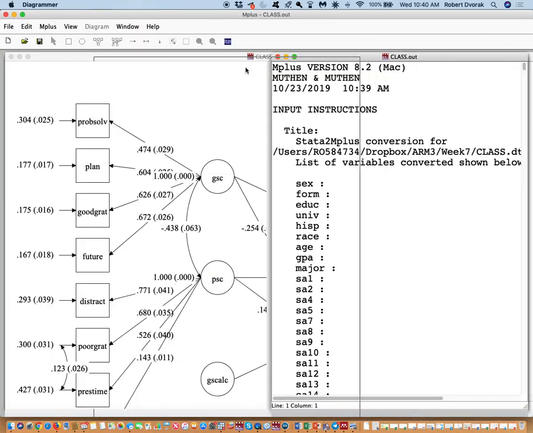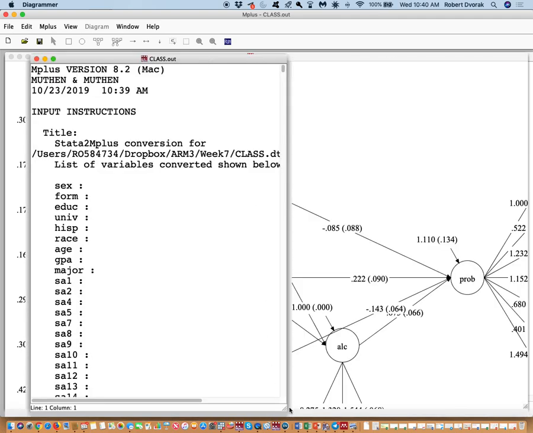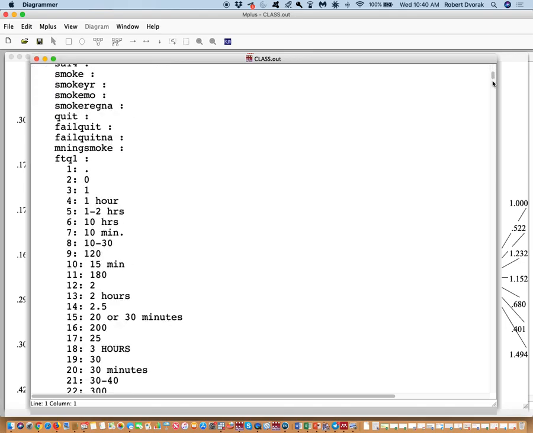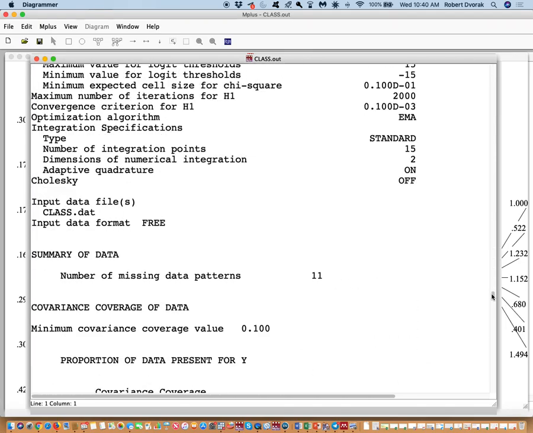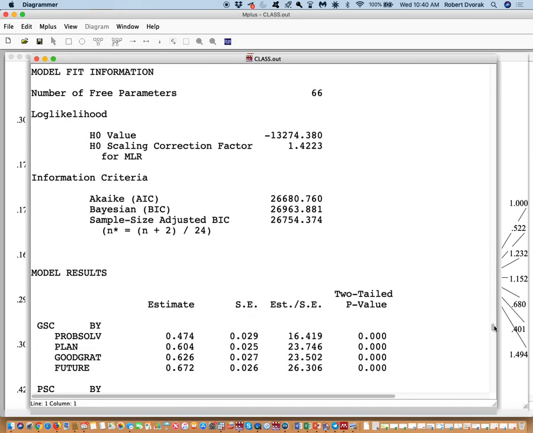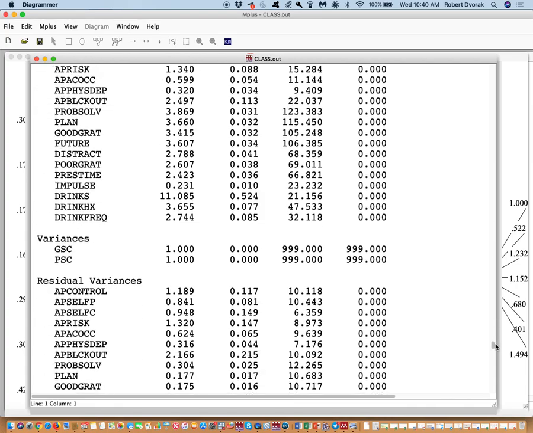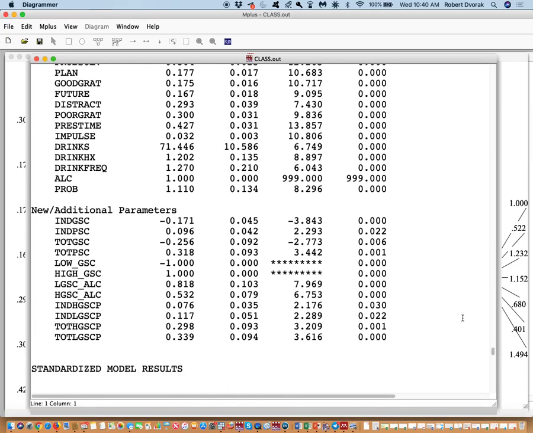We've already looked at that alcohol path, and we confirmed that the path changes as a function of high and low levels of good self-control. So we're not going to spend too much time looking at that again. Let's just come right here to our effects. This is the path that we just looked at, right? And now we can look at the indirect effect between poor self-control and alcohol problems.